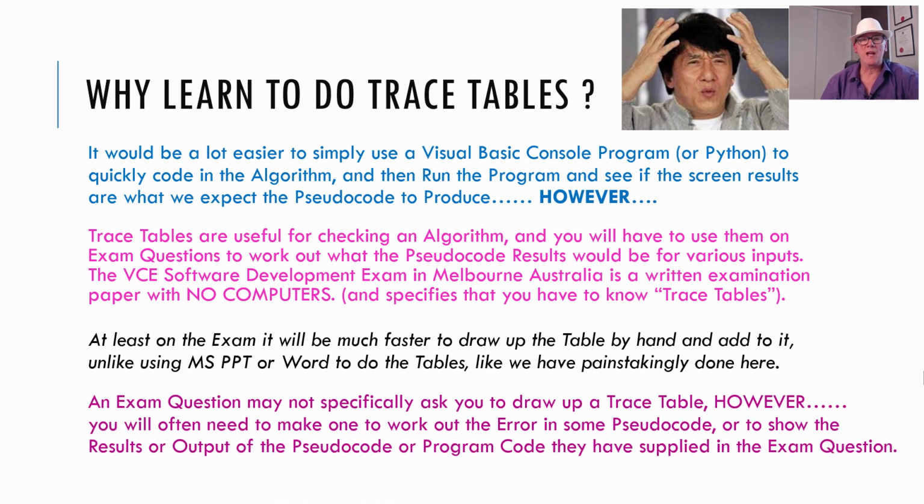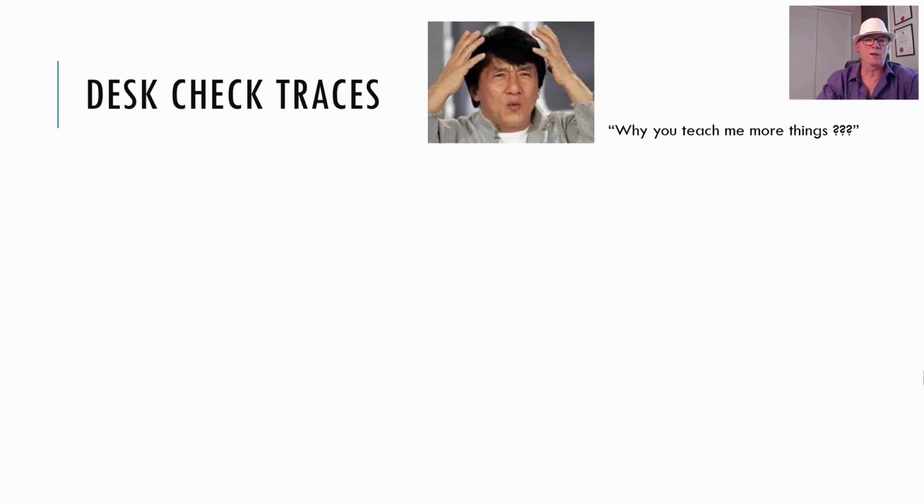Now, the exam question may not ask you specifically to do a trace table, all right? So you will need to work it out some way, but you may not have to use the trace table way, unless they've given you a partially completed trace table where you've got to finish filling it in, or it specifically says in the question, create a trace table, and they give you a big blank section of paper on the exam, space to do it. You can use this other way of doing it, which is desk check traces, okay?